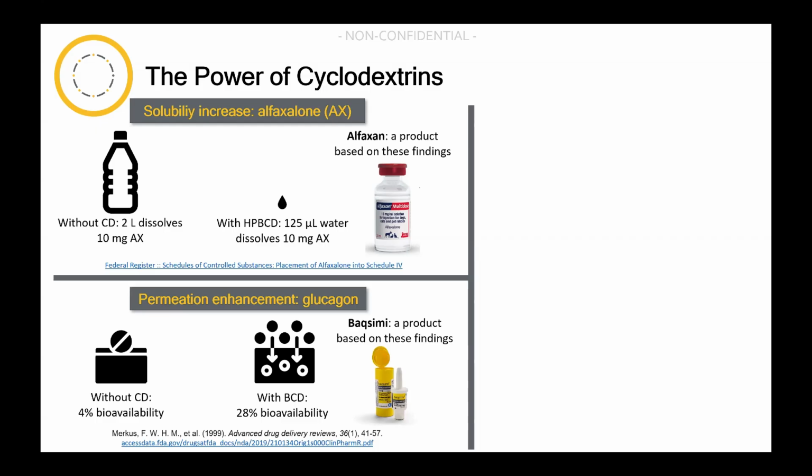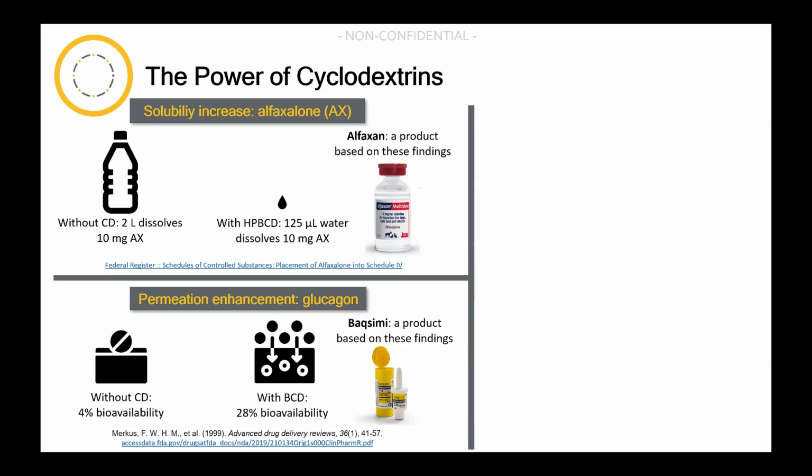Besides solubility, cyclodextrin can increase permeation in certain circumstances. So usually we are saying the solubility increasing effect of the cyclodextrin is basic, but in some cases permeation enhancement can be done by using cyclodextrins. For example, in this nasal product, Baqsimi, where they are using a peptide formulation with beta-cyclodextrin, and the bioavailability increases 29 to 28% with the nasal powder formulation.